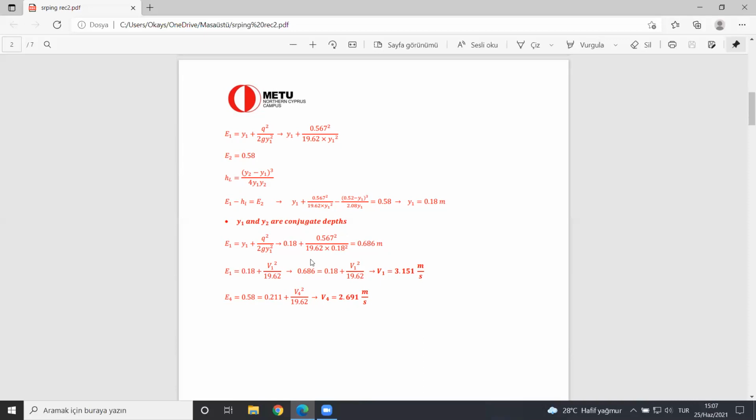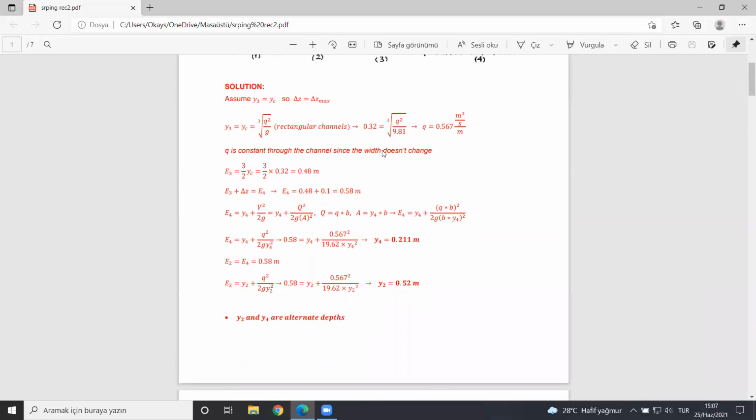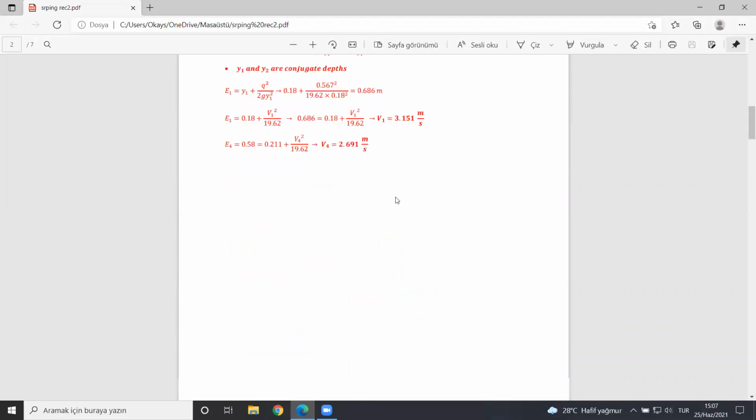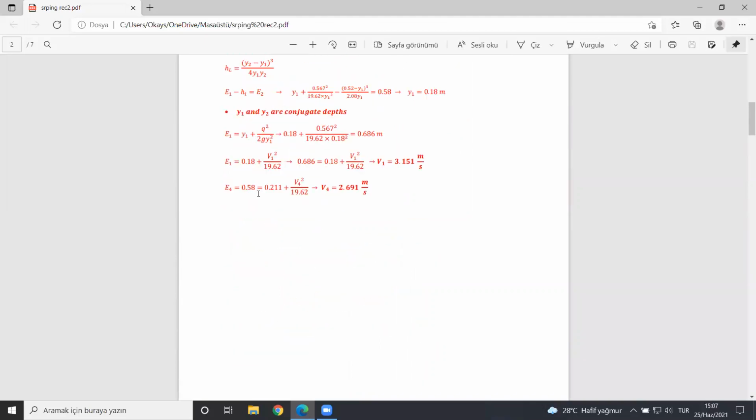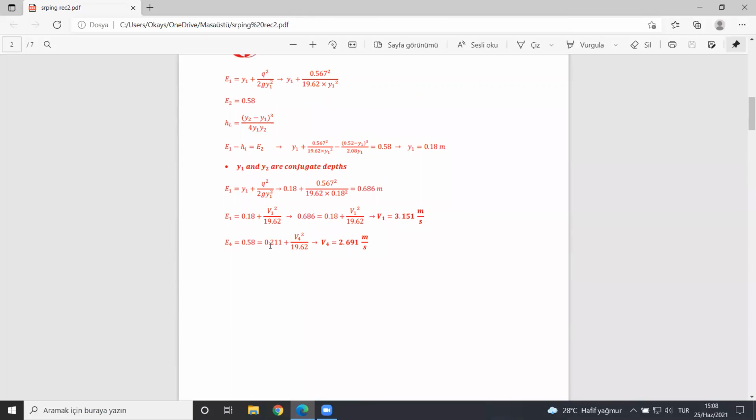So this 0.686 meters will be equal to y1 plus v square over 2g. I wrote that here as well. From here, v1 comes to 3.151 meters per second. To find v4, I will apply the same method, but the good thing is we already know the energy from the previous section. E4 is 0.58 meters, y4 was 0.211 meters, plus v4 squared over 2g, and from here v4 is 2.691 meters per second.